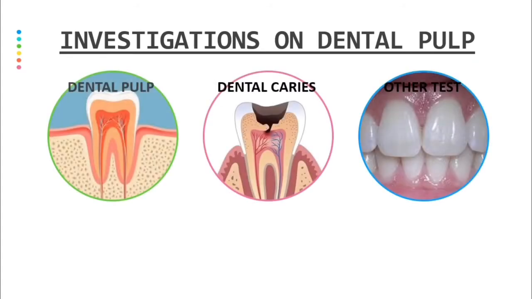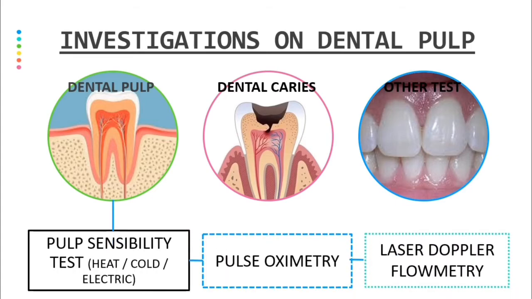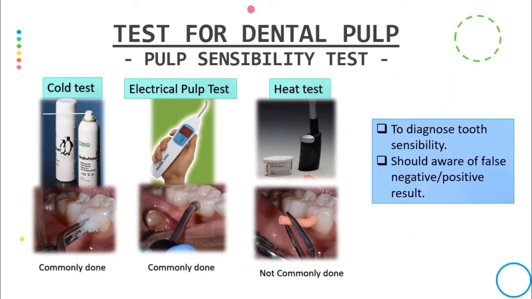So there are two types of investigation that can be done on the dental pulp, which are the pulp sensitivity test and the pulp vitality test. For the pulp sensitivity test, there are heat, cold, and electric, while for the pulp vitality test, there are pulse oximetry and laser Doppler flowmetry. As we can see here, these are the tests for pulp sensitivity. The cold test and the EPT test are commonly used in UKM, while the heat test is less commonly used. While using these tests, we must be aware of false negative and false positive results.